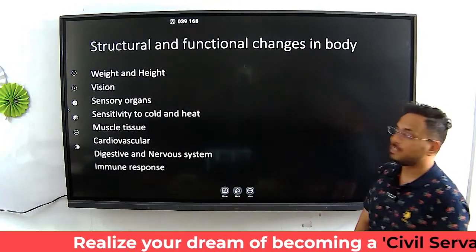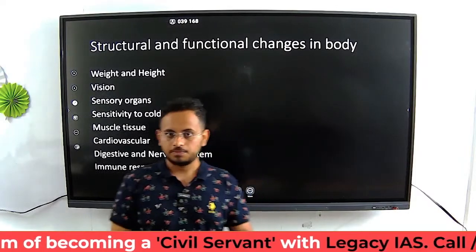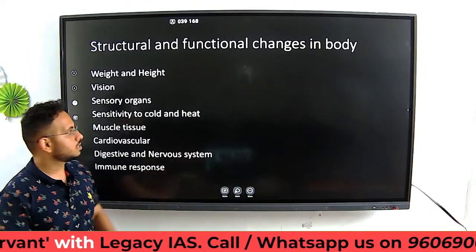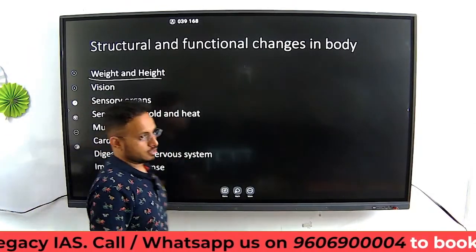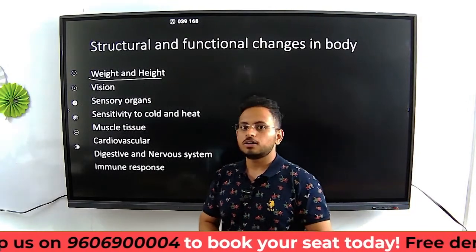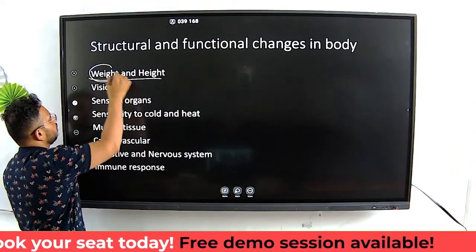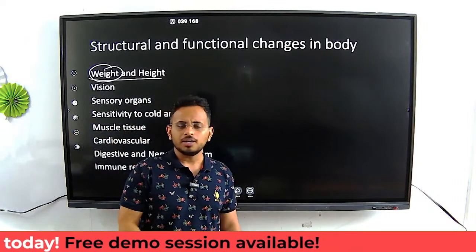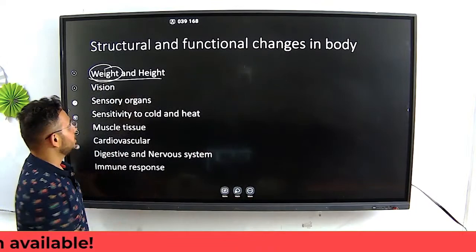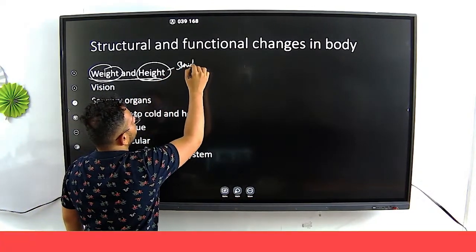Structural and functional changes in the body that happen when the senescence kicks in. Whenever you start aging, what are the different structural and functional changes that happen in the body? Starting with the weight and height. See, if you just imagine the height and the weight of your grandfather or grandmother, you can see that their weight becomes considerably low. Generally, over a period of time, like after 60 or 65, their weight would decrease, and their height would also decrease because of the shrinkage.